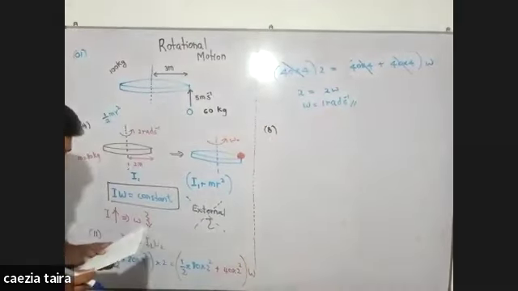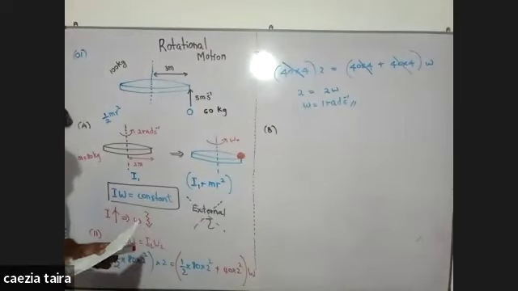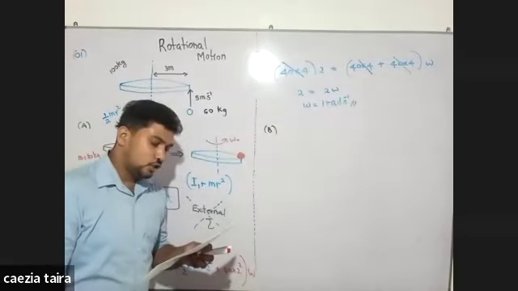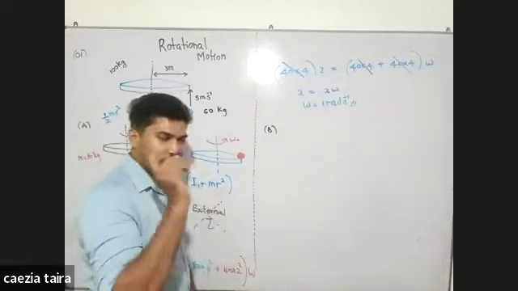Consider a scenario where the child on the stage walks towards the center. Explain how the angular velocity changes with the child's motion. Okay, look at this carefully.